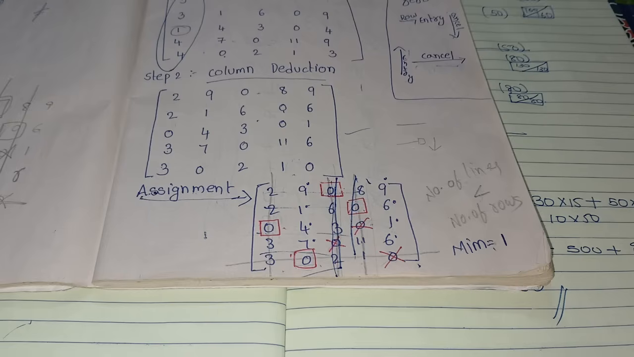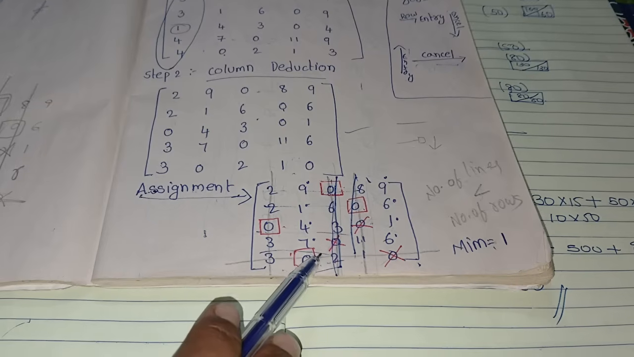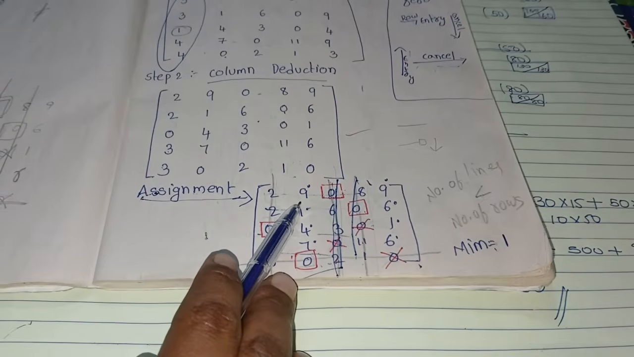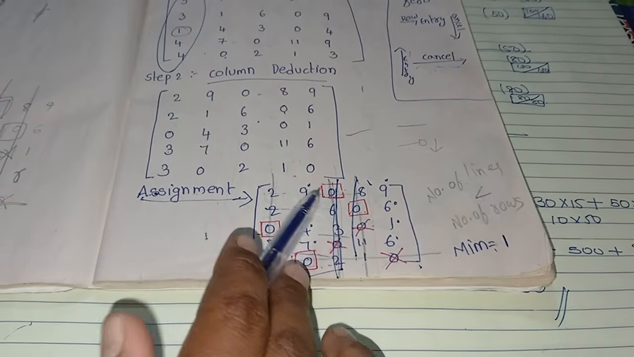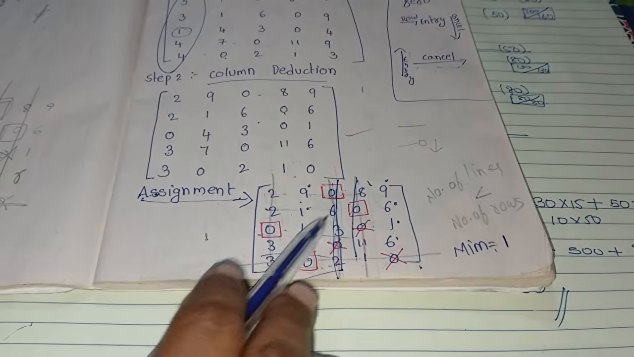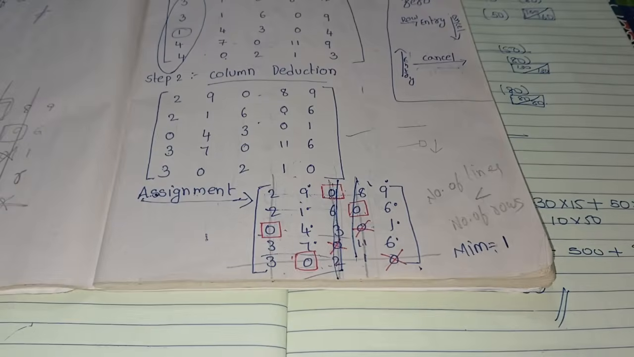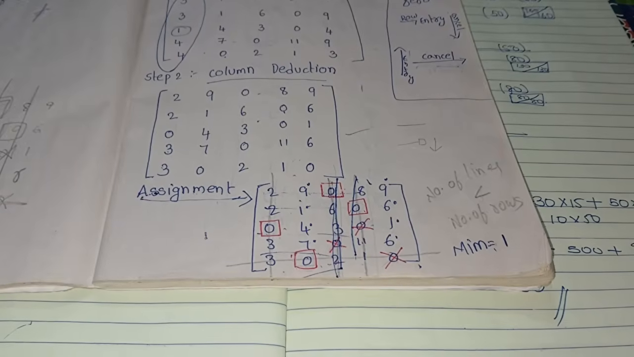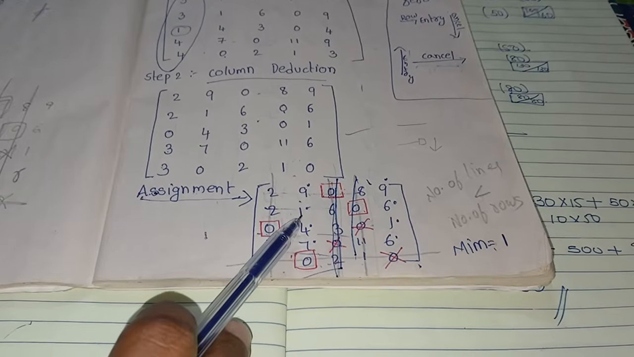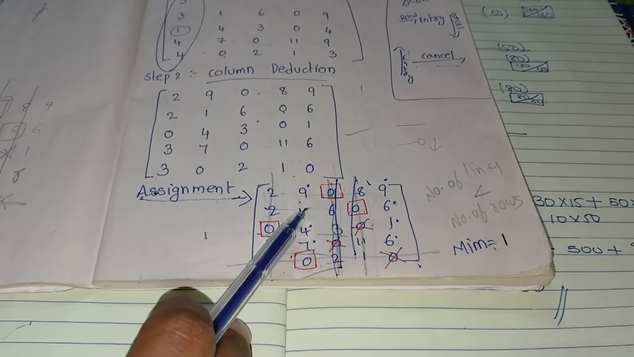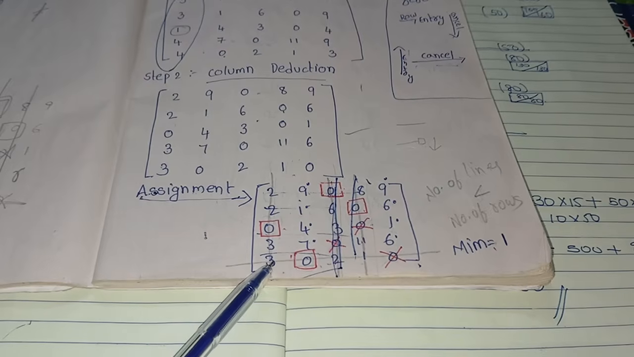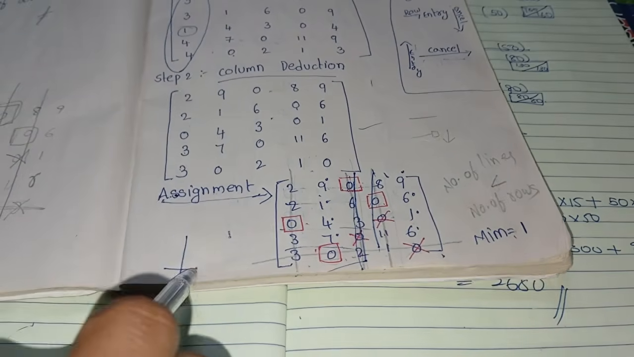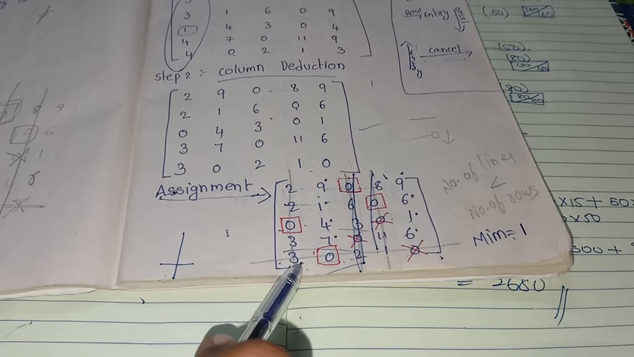At that time, what do you need to do? Again you need to take the unallocated cells, the ones which do not have any lines over them, like 9, 1, 4, 7, 9, 6, 1, 6. These are the unallocated cells. From these unallocated cells, take the least value. See, what is the least value? 1 is the least value. Wherever the lines intersect like this, see here, 3 is intersected by 2 lines.